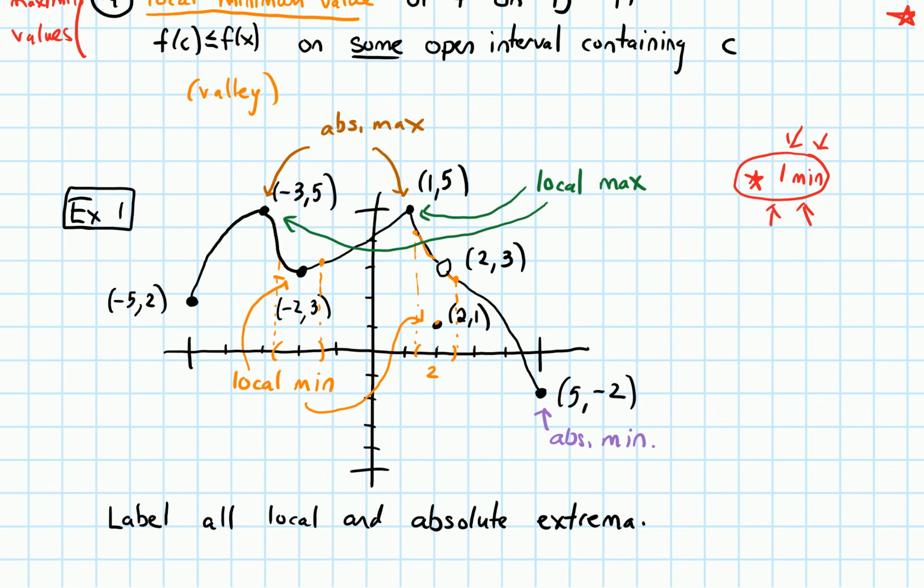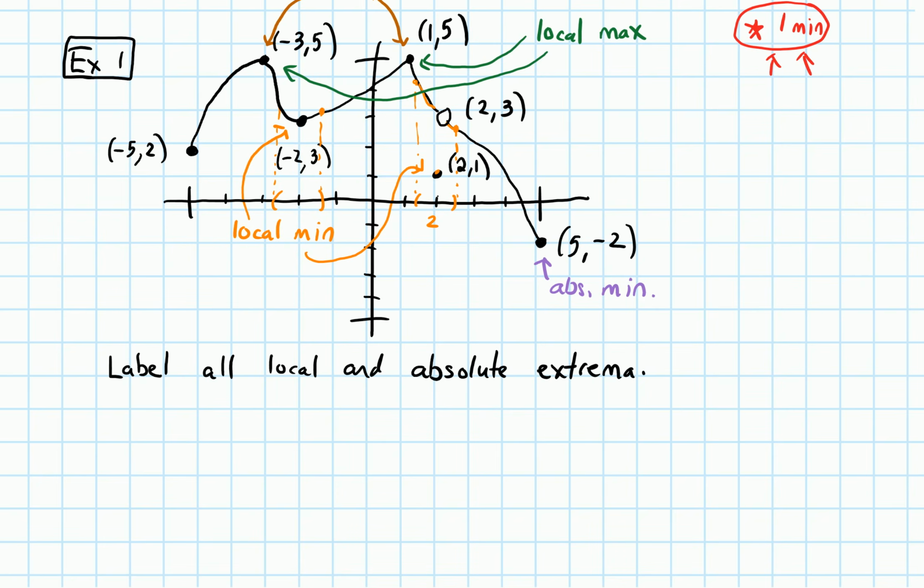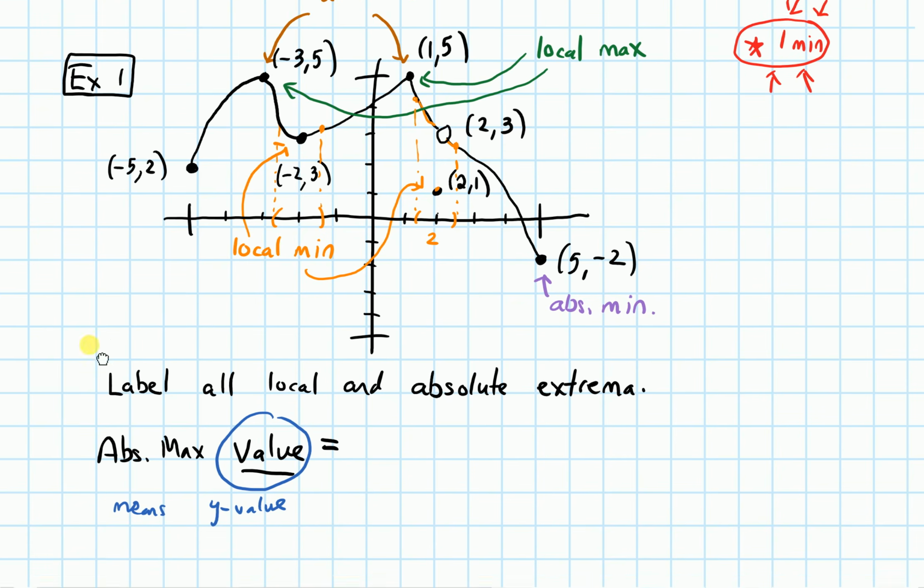But I just want to show you what it would look like if I wanted to write down one of these things in words. So if I wanted to write down my absolute max, I could write down my absolute max value. By value, it means what is the actual output? What is the y value? So when you see that specific word, value, if it's talking about absolute max value or absolute min value or even local max value or local min value, it means the y value. So the y value where the absolute max happens is 5.